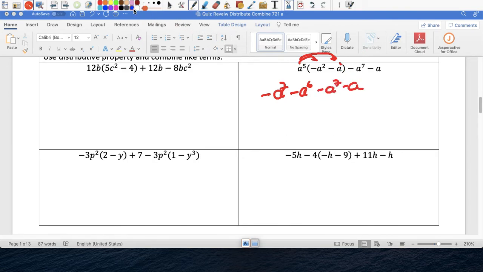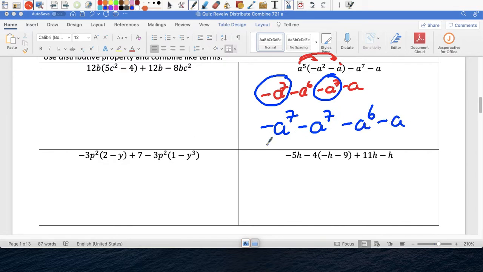Can I combine like terms? Yes, I can. This is a like term as this. So if I put them together, I get a7 minus a7 minus a7 minus a6 minus a. I can combine these two and write it as negative. There's a 1 in front of them, so negative 1 minus 1 is just negative 2a to the 7th, a to the 6.